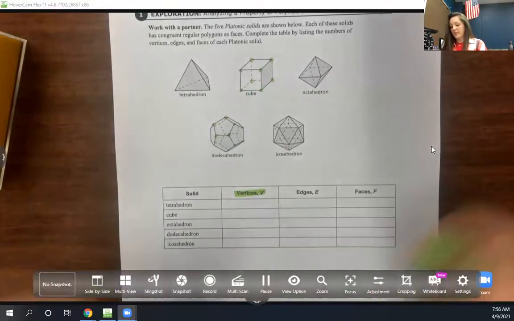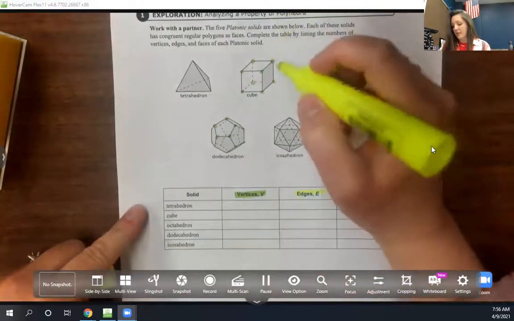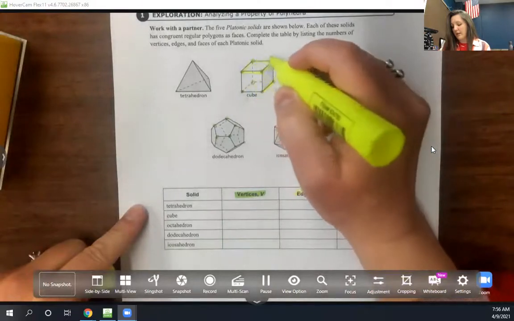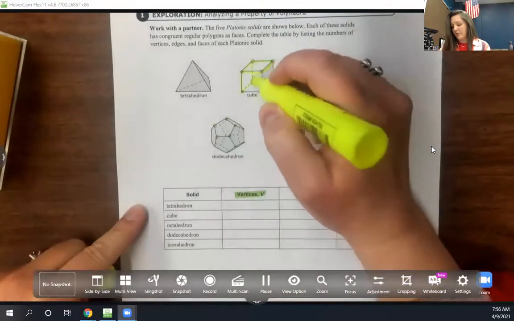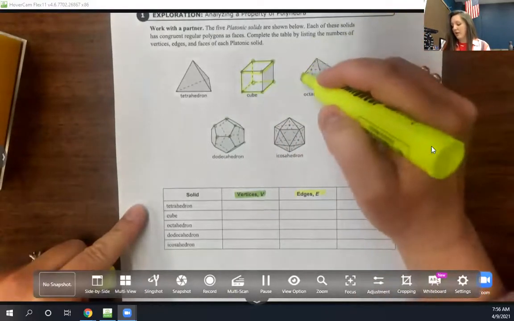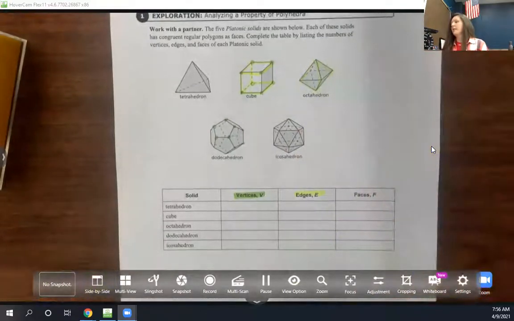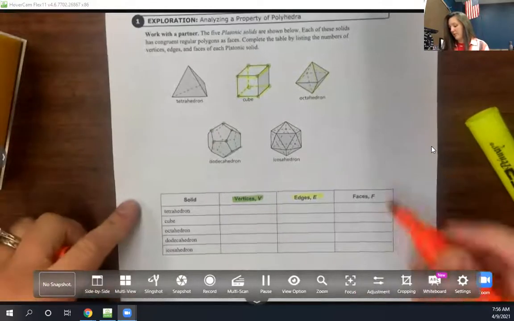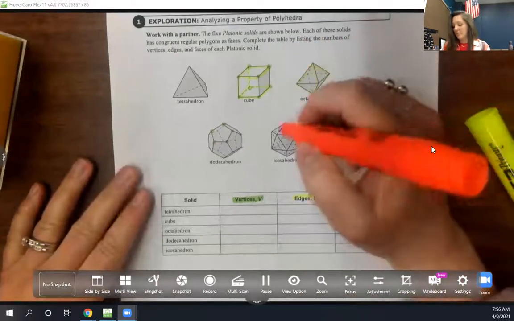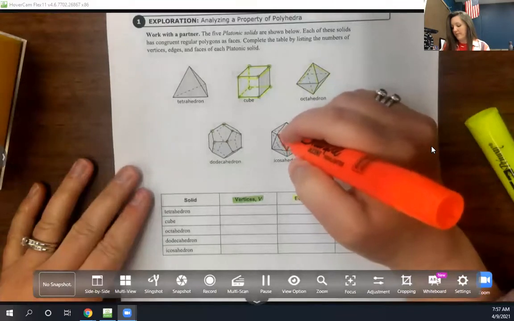Let's look at edges. Edges here are when two faces meet. So here, if I highlight it on my cube, it looks like a line, right? So when two faces meet, it forms a line, like in this cube or this octahedron here. And then faces, get my orange, faces are the planes that make the shape. So here, this very front one here, this face is a triangle, right?